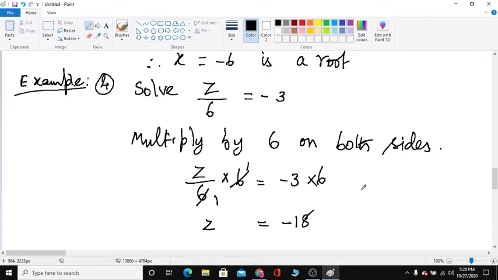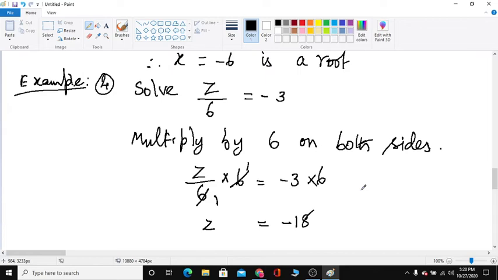When z is equal to minus 18, substitute in the given equation. What is the equation? z by 6 is equal to minus 3. Here the variable z is in the numerator. In the place of z, substitute minus 18, with denominator 6, is equal to what is here in the right hand side? Minus 3.